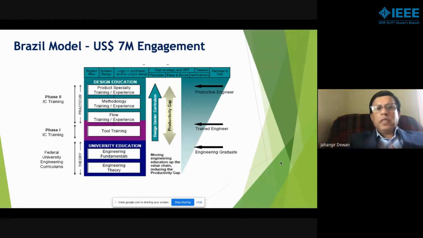So here is the Brazilian model again. The overall summary is this: the Brazilian government spent about $7 million years ago, maybe more than 10, 15 years ago. And then they had the university program, which you must have. You need it, no matter what.